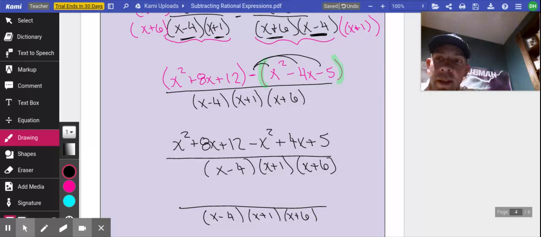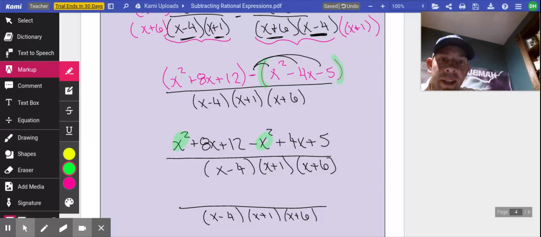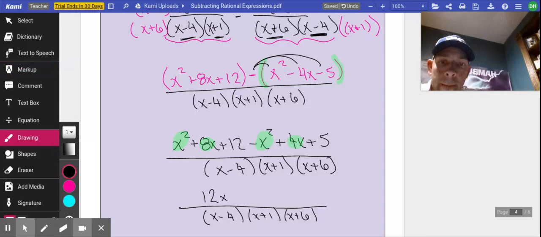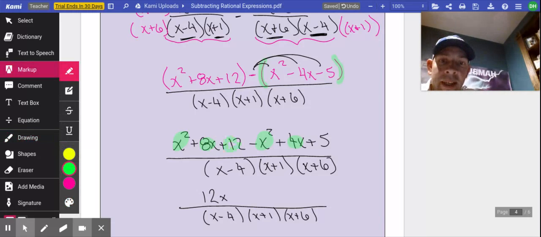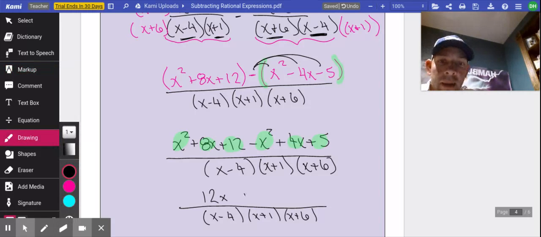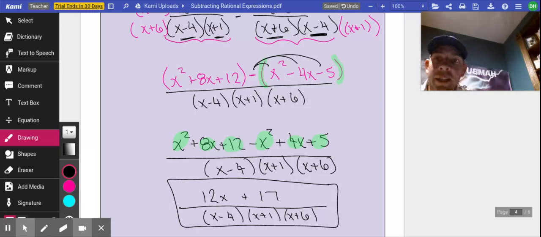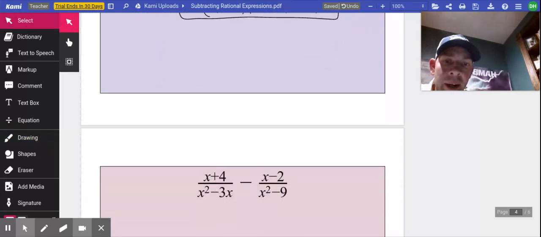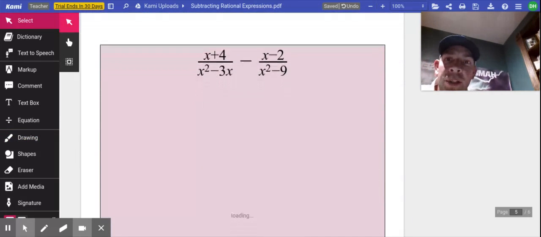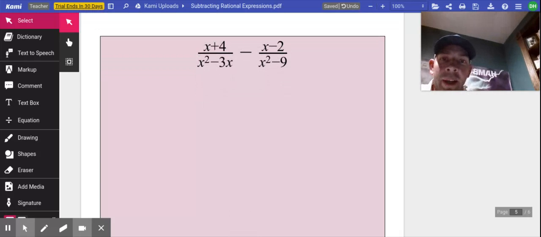So what happens if I combine this x squared with this negative x squared? They cancel, right? Let's combine the 8x with the 4x here to make 12x. And then I'll combine this positive 12 and this positive 5 to make 17. Ladies and gentlemen, that's our final answer, eh? All right. I just think a lot of reps are so valuable here.